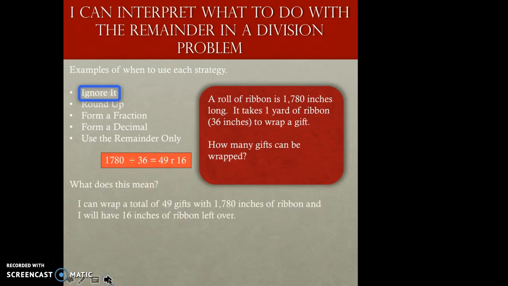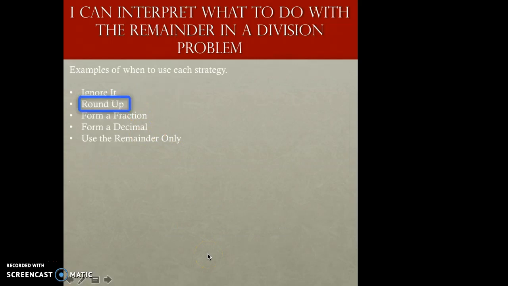So what does this mean? Well, I can wrap 49 gifts with this much ribbon, and I'm going to have 16 inches of ribbon left over. So since the remainder cannot be used to wrap an entire gift, I'm just going to ignore it. And my answer is I can wrap 49 gifts. So in this instance, the remainder doesn't matter. We ignore it. All right, let's look at another one.